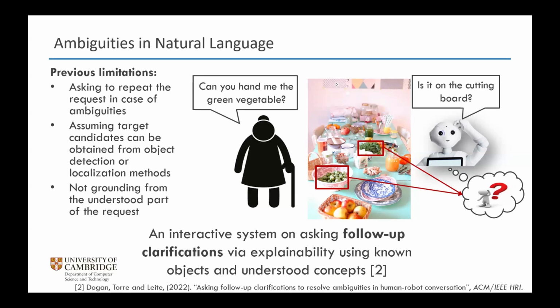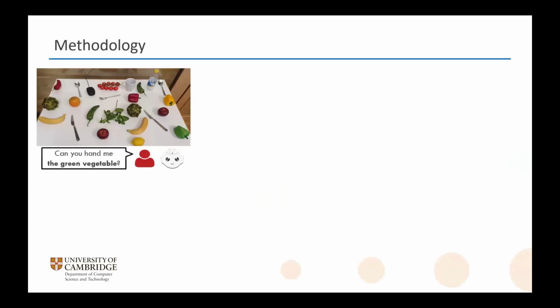Is it on the cutting board? And if the user says yes, then now we know which object the user is talking about. So we suggested this clarification system by using the robot's own explanations, and robots use the known objects in the environment, as well as the understood concepts from the user's request. Let's move on to our methodology.